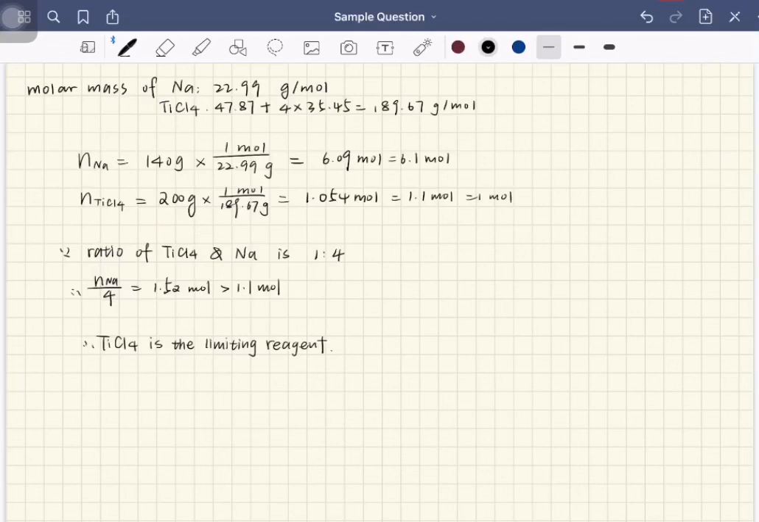So based on the result of the limiting reagent, we can calculate the theoretical yield of the product in this reaction. So for titanium, since the ratio of titanium tetrachloride and titanium is 1:1, the number of moles of titanium is equal to the number of moles of titanium tetrachloride. Therefore, we can calculate the mass of titanium by multiplying the number of moles with the molar mass of titanium that can be found from the periodic table.